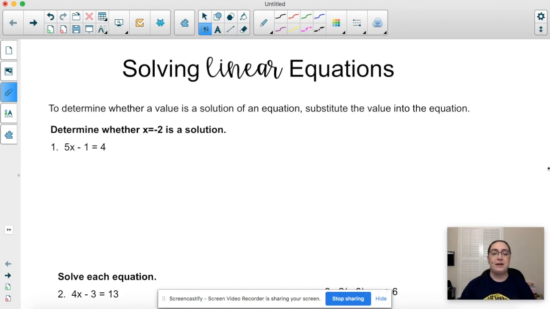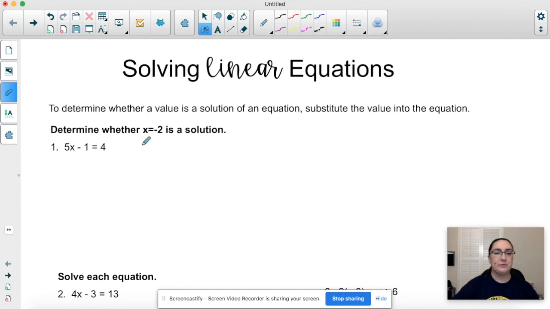So here, to determine whether a value is the solution of the equation, you're going to substitute the value into the equation. The directions say determine whether x equals -2 is a solution. That means for the equation 5x minus 1 equals 4, if we substitute that -2 where x is, does it come out true or false? So that's what we're going to check here. Okay, so let's get started.